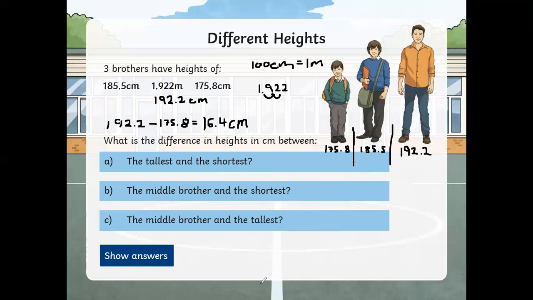So that would be 185.5 minus 175.8. And that is equal to 9.7 centimeters.